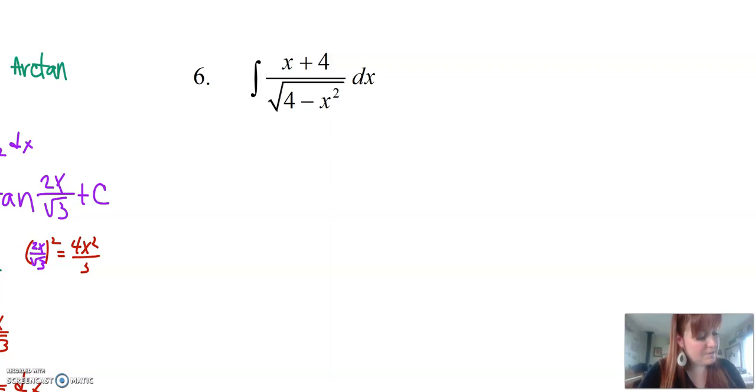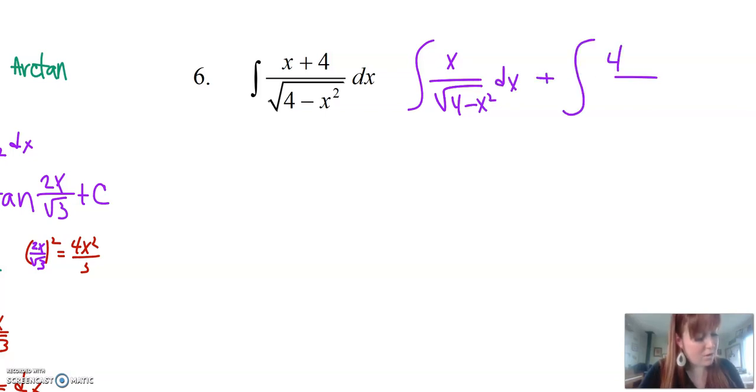So this is going to be the same as the integral of x over the square root of 4 minus x squared dx plus the integral of 4 over the square root of 4 minus x squared dx. Okay, so I just split it into two fractions, and they're going to stay intact. Now I see a function and its derivative, so I'm going to take the u-substitution and substitute that in so I can cancel that out. We'll do that over here on the left in blue.